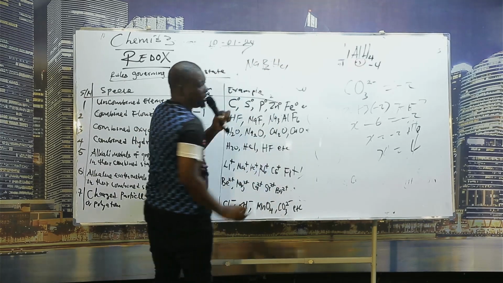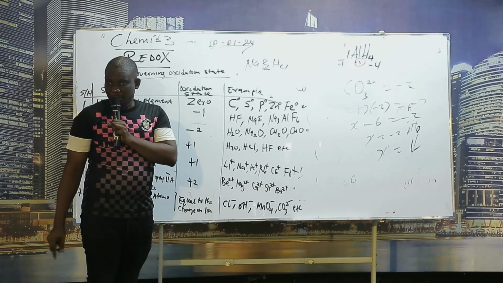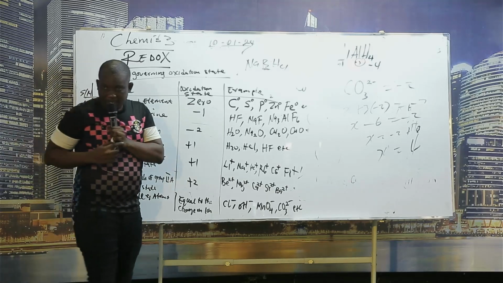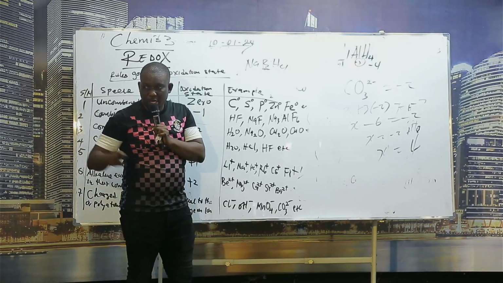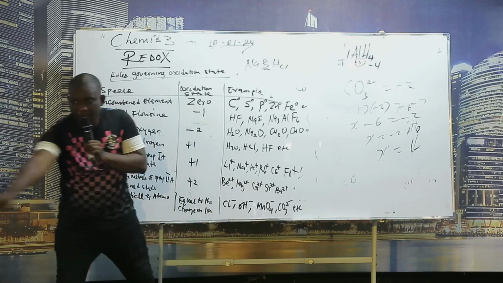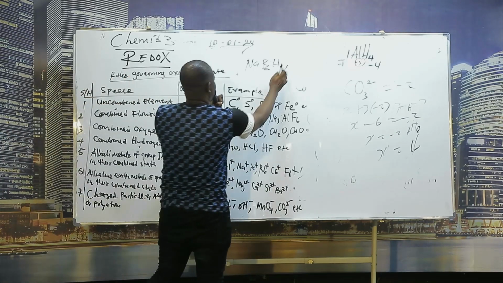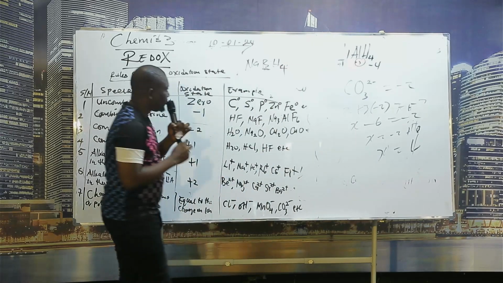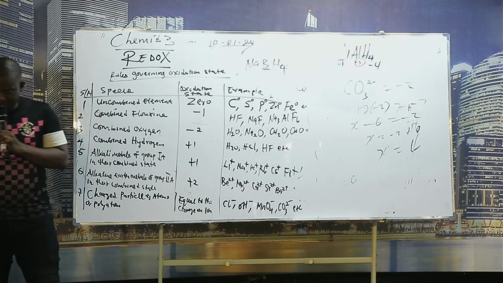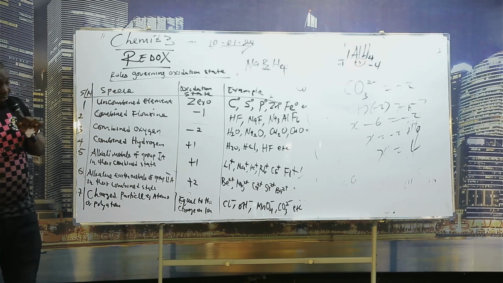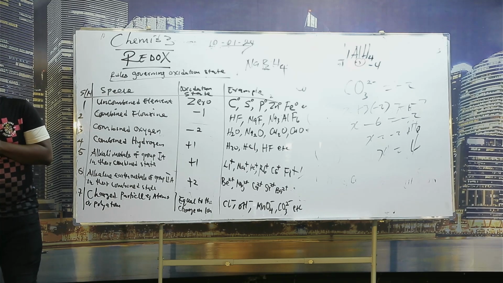They may ask you, find the oxidation state of boron in NaBH4. They know that you are going to think that hydrogen is what? +1. Solve it like that, and what will your answer be? Could it be 3? Minus or +3? -3. It's minus now.